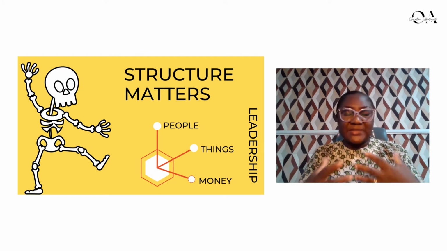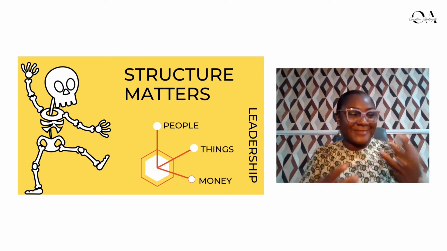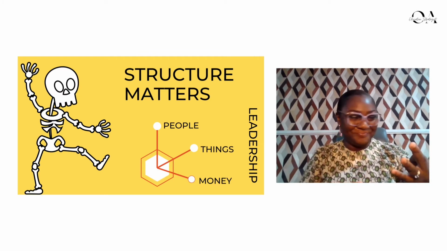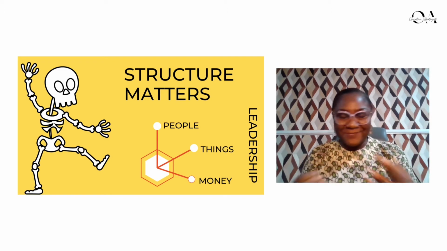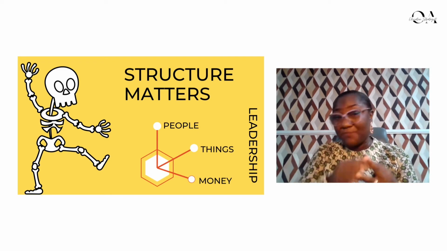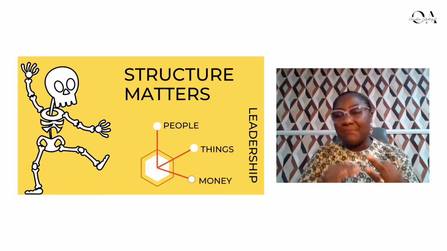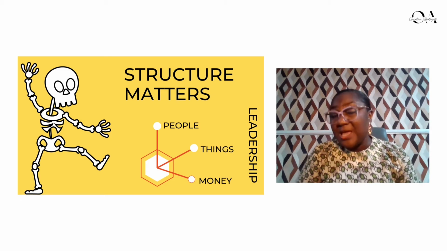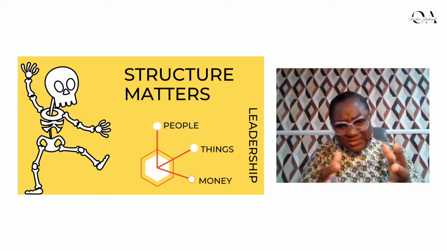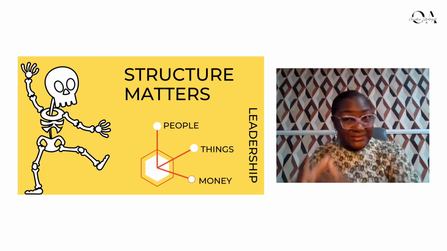We're going to look at 3 things. I'm not sure what name to call it right now, but there are 3 of the most important things for me when I think about structure. I think about people, things, and money. People, things, and money, they're so important in building structure. And all of these 3 key elements are tied together by leadership.